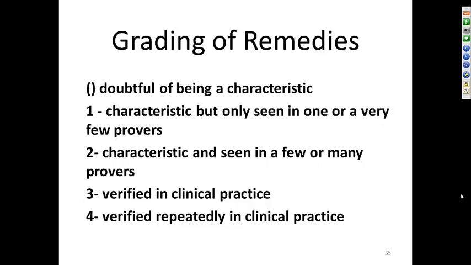Degree 3 would only occur through verification in clinical practice. So if you had a remedy in degree 1 or degree 2, and then you had seen it in clinical practice, then you could move it to degree 3. And degree 4 would occur when a remedy would be upgraded based on multiple repeated viewings of that symptom for that remedy, again in clinical practice.